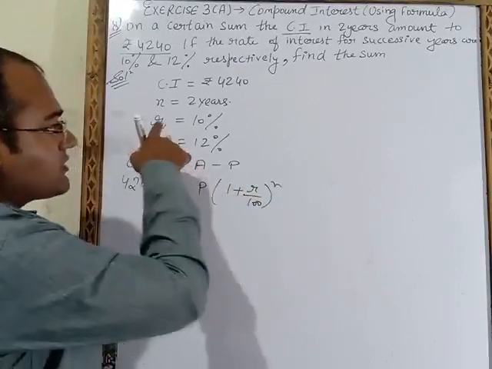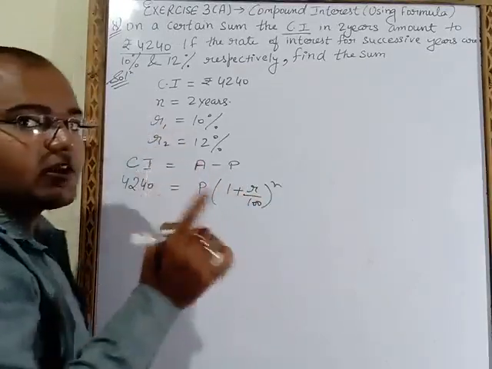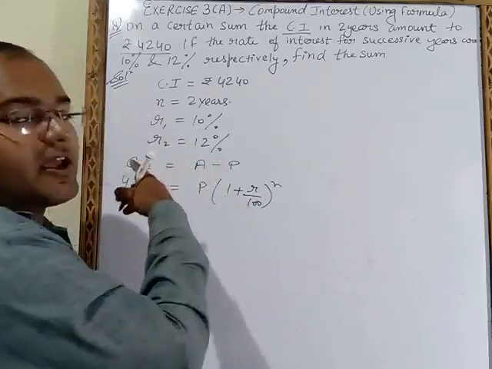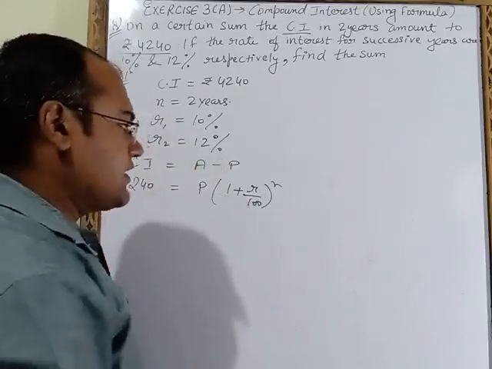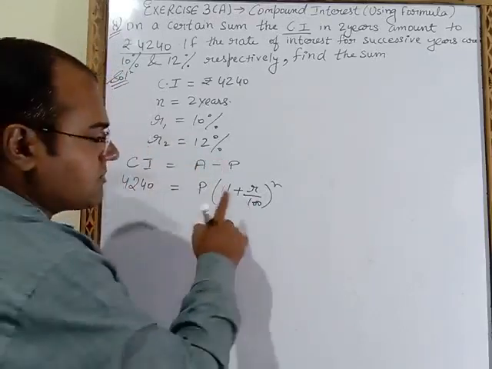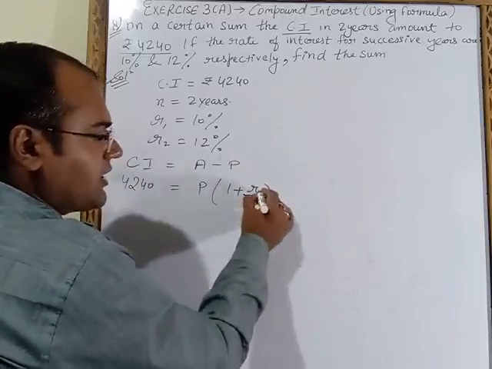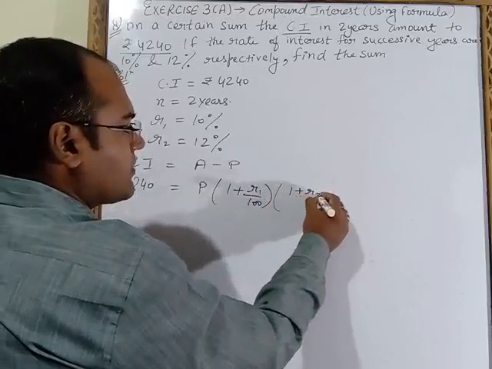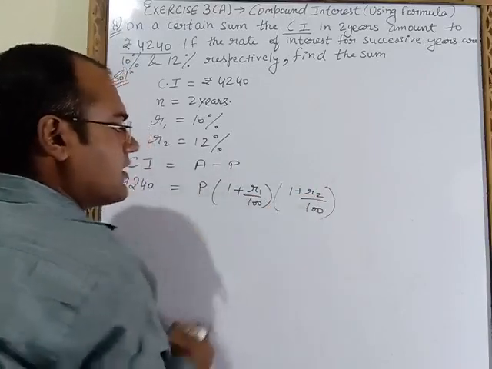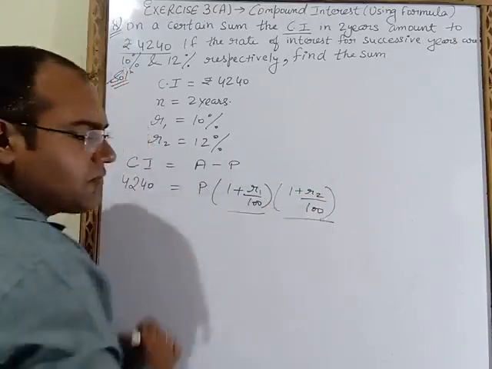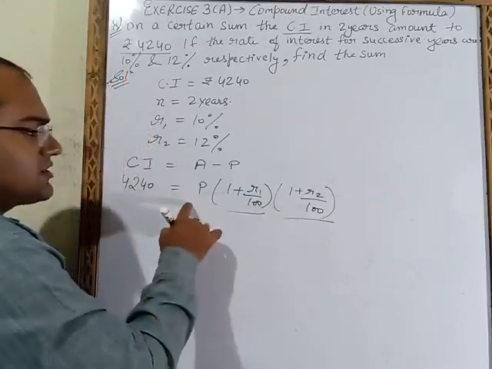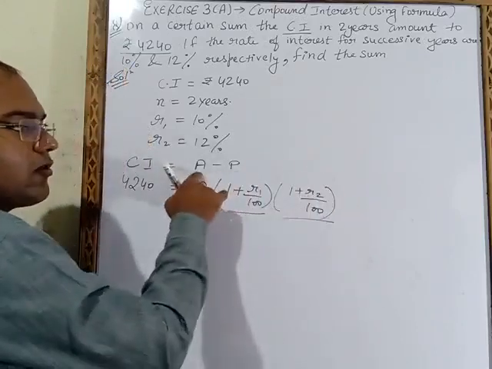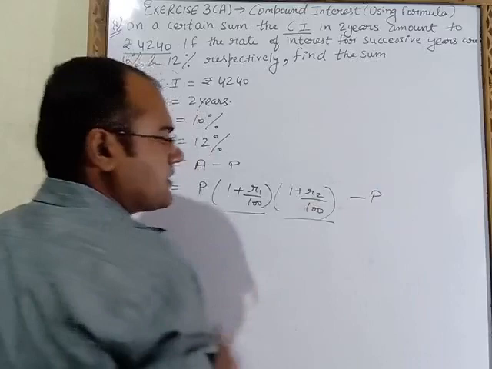But here successive rates are given. Rate for first year is different and rate for second year is different. So here we will make some changes. Here we will not take n, here we will take rate 1. Again we will take bracket 1 plus R2 upon 100. So this is for first year and this is for second year. So this is the formula for amount minus principal.